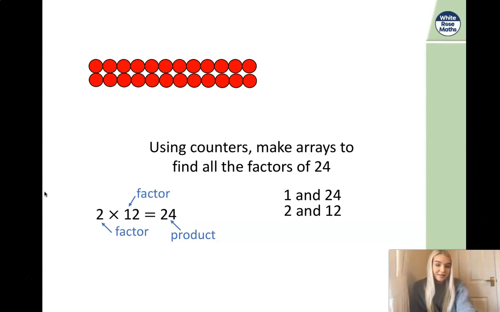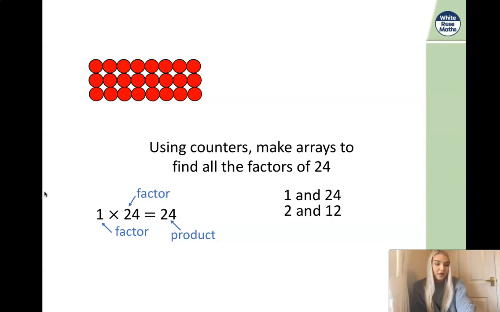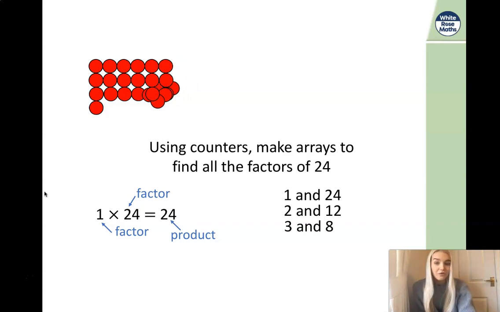Let's keep going in order and see if 3 is a factor of 24 and what its factor pair might be. So let's have a look. We can see that 3 is a factor of 24 because we can see that 3 multiplied by 8 gives us the product of 24. So 3 and 8 is another factor pair. Let's have a look if 4 is a factor of 24. Do you think 4 is going to be a factor of 24? Let's find out. 4 is a factor of 24 because you multiply 4 and 6 together to give the product of 24.